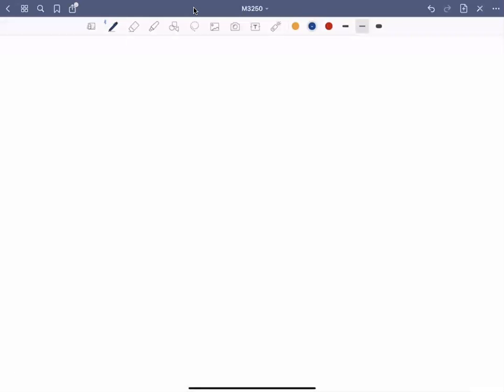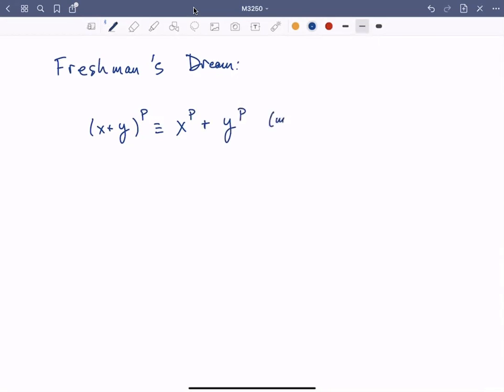One last application of the binomial theorem is in the pejoratively named freshman's dream. What the freshman's dream says is that if you take (x+y)^p, this is congruent to x^p + y^p mod p. Okay, so this is very silly, and it's named a freshman's dream.